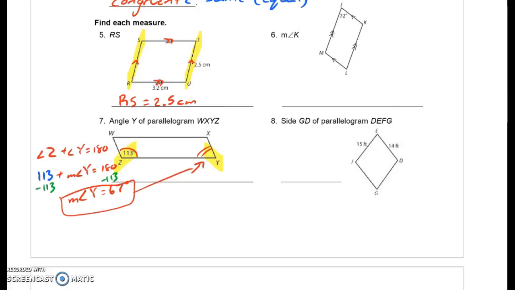Go ahead and solve 6 and 8 on your own. Please pause the video. We need to find this one using this one. Therefore, the measure of angle K is 108 degrees. GD is this one here, which is on the opposite side of this one. Therefore, GD is 15 feet.